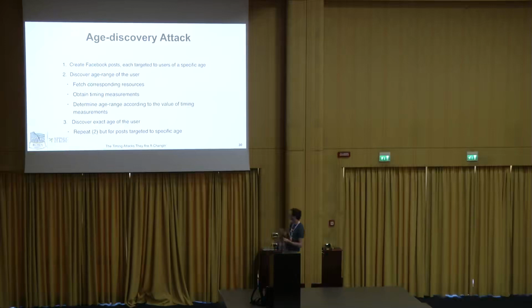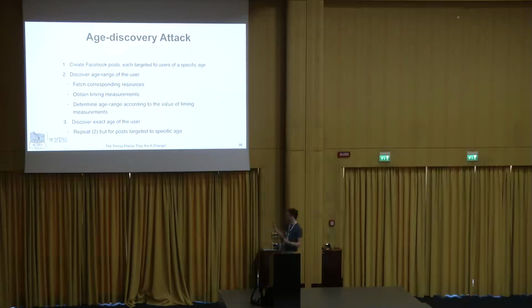The first step of this attack requires creating some Facebook posts, and these posts are targeted to users of a specific age range. So the attacker creates posts that are only visible to users in the age of 13 until 22, 32 until 4. Each post is targeted to users in a range of 10 years. And also to determine the exact age, the attacker creates posts that are only visible to users of the age 13, 14, and so on.